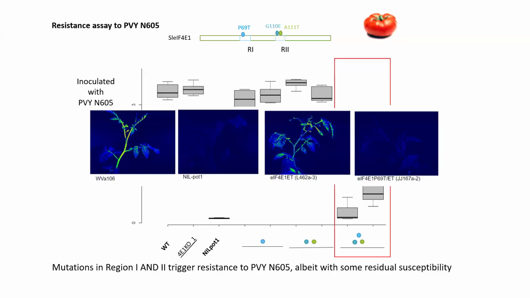And this we could also prove using a GFP-tagged virus. You can see from left to right different plants inoculated with GFP-tagged virus. You can see the virus appearing in green. And on the right, you can see that the plant edited for region 1 and 2 is completely resistant to the virus.